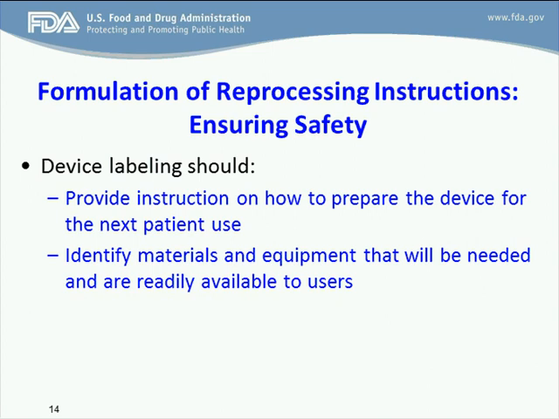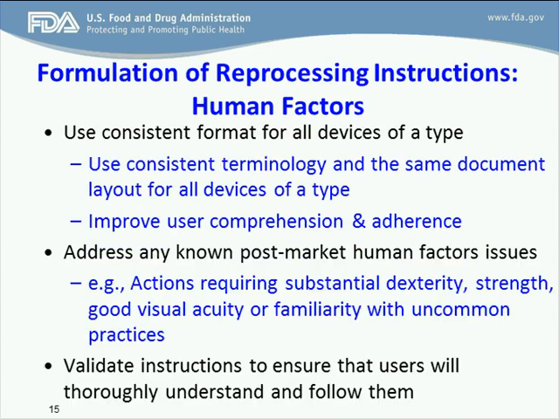Device labeling should provide instruction on how to prepare the device for the next patient use and should identify materials and equipment that will be needed and are readily available to users. Also, in developing your reprocessing instructions, you should consider human factors, including the use of consistent reprocessing instructions for all devices of a type. Using consistent terminology and the same document layout will improve user comprehension and adherence.